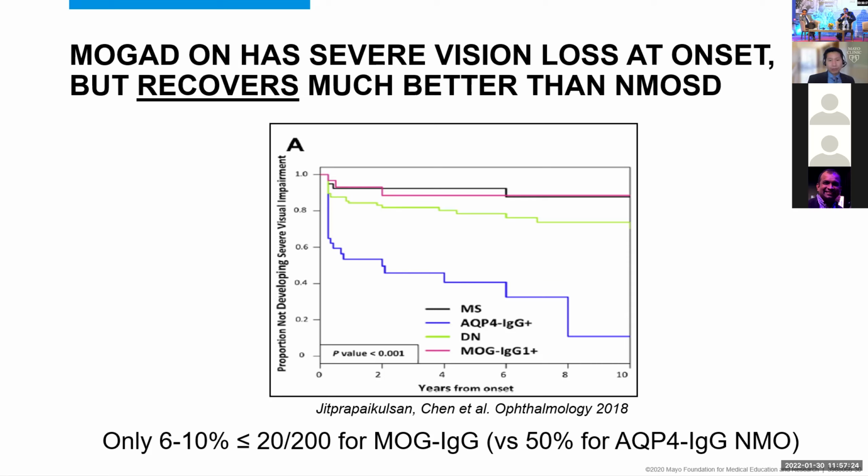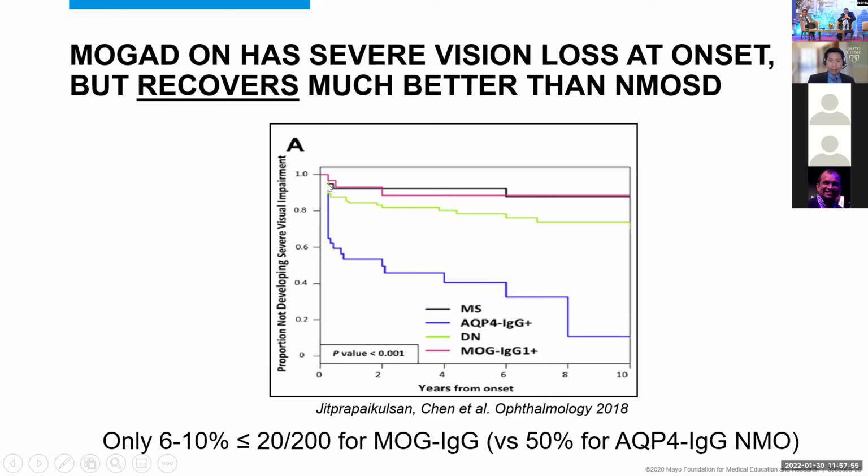This was a study where we looked at patients with recurrent bouts of optic neuritis and the chance of retaining usable vision. On the y-axis is the chance of retaining good vision, and on the x-axis is time from onset. You can see in blue, this is your aquaporin 4 NMO. If you've got recurrent bouts of optic neuritis from NMO, the chance of retaining good vision is pretty low. If you've got multiple bouts of optic neuritis, chances are you're going to be legally blind.